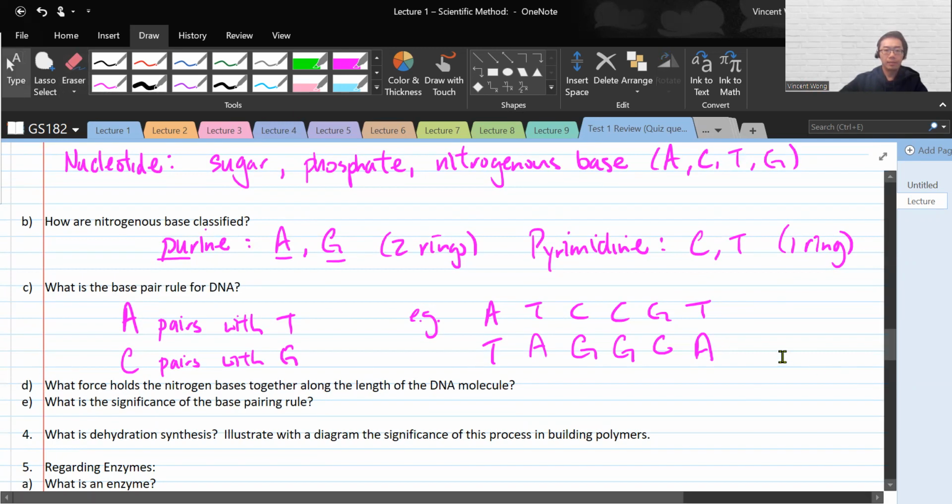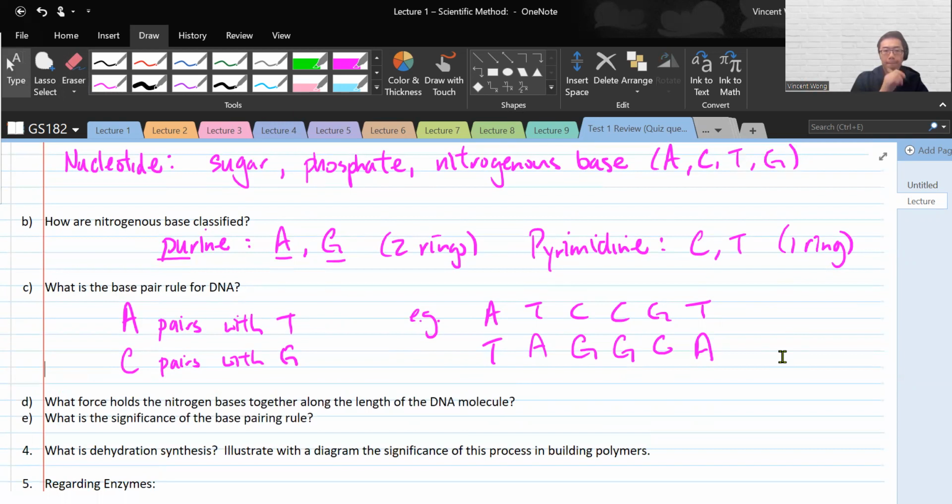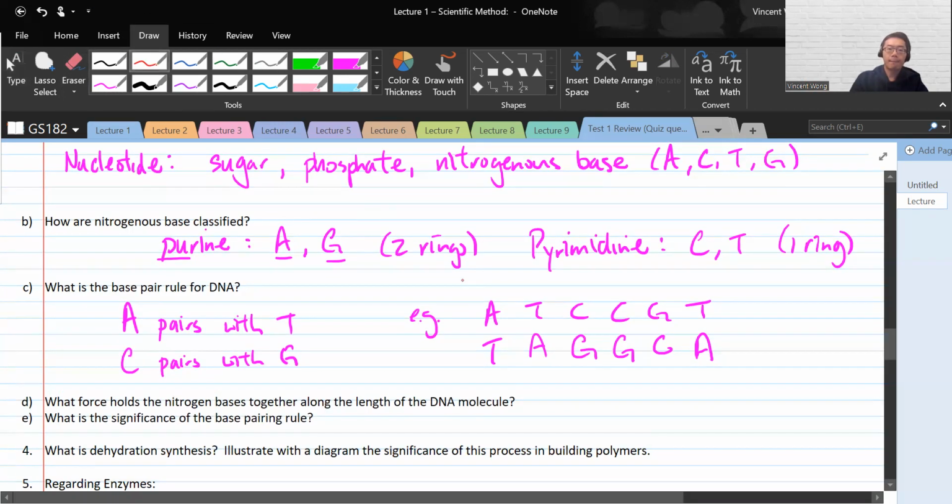Sorry to interrupt you, Vincent. No problem, go ahead. So this A and T, C and G, the top would be the first half of the DNA strand? Yeah, this is one strand, and this is the other strand, and then they would twist together to form the double helix. Okay. Thank you. Yeah, no problem.